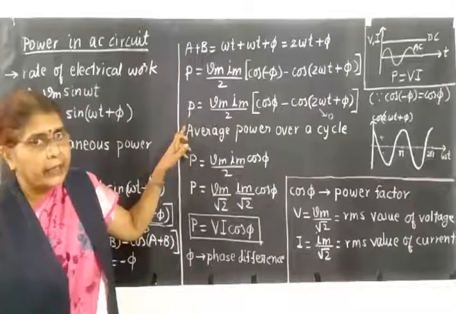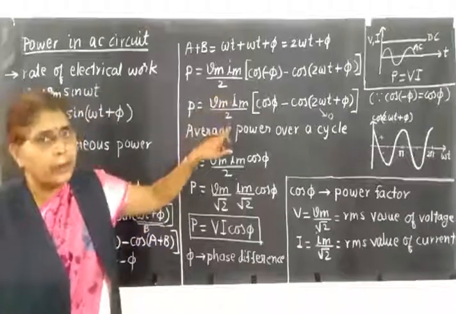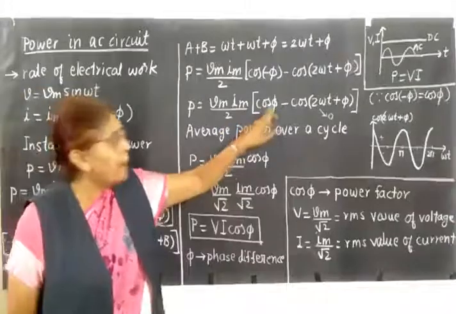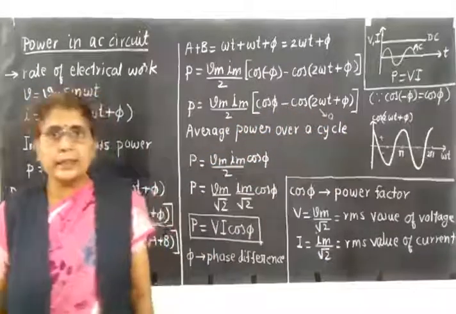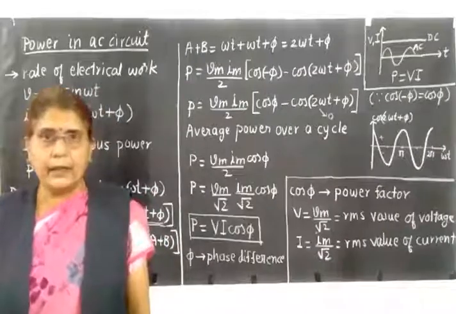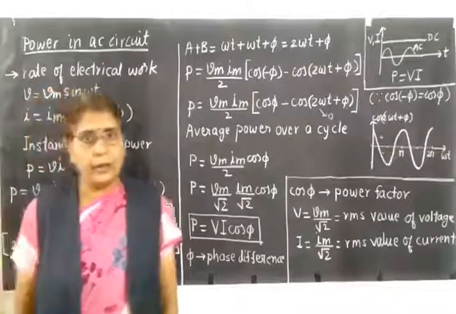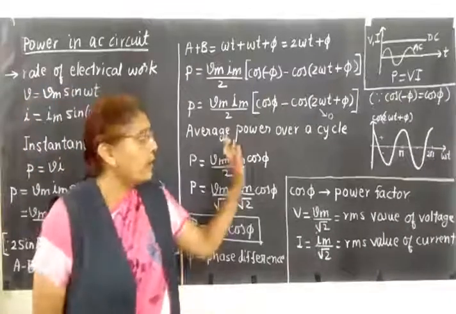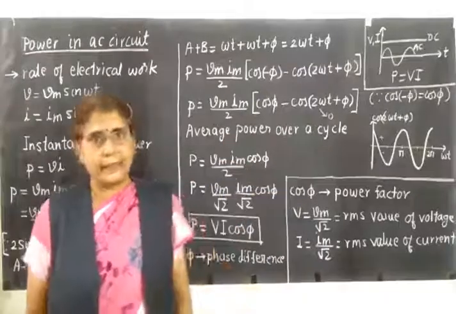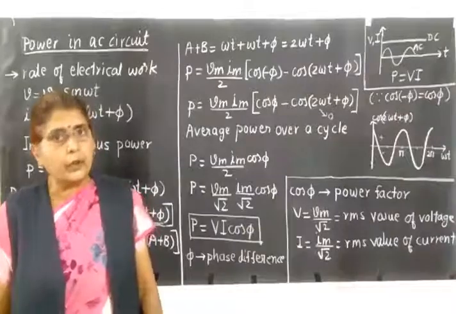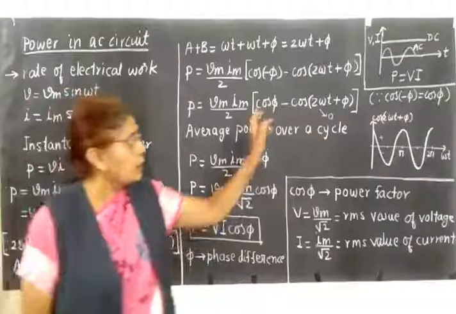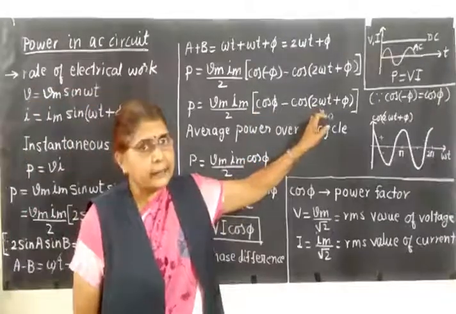Instantaneous power P is equal to Vm Im upon 2 [cos phi minus cos of (2 omega t plus phi)]. So this is the instantaneous power. Now we shall find out the average power over a complete cycle of AC. If you want to find the average power, you have to take the average of the two terms on the right hand side.